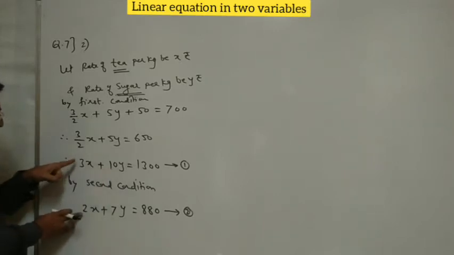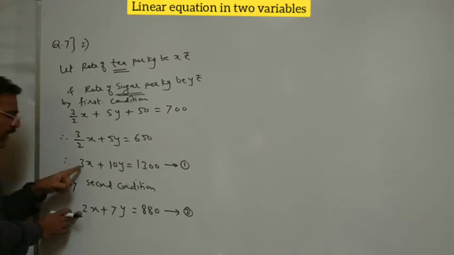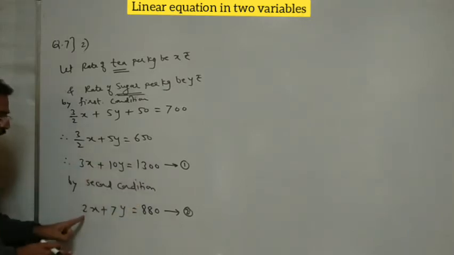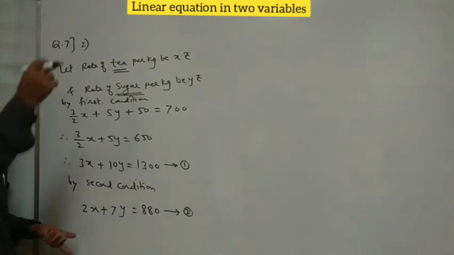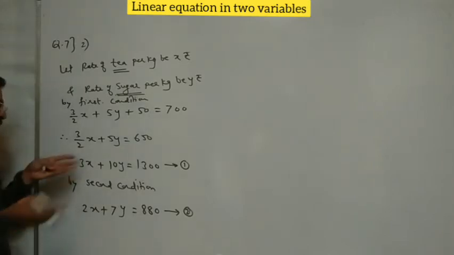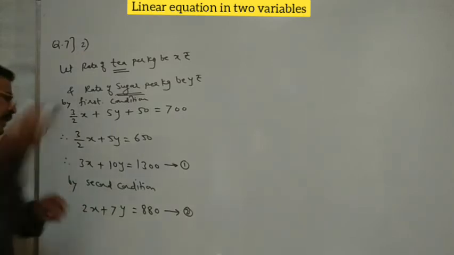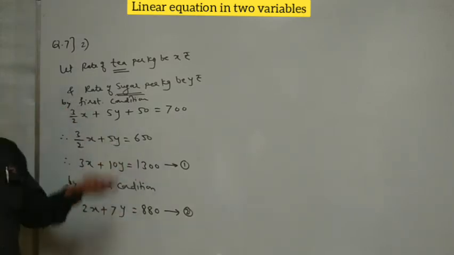See here. Here multiply by 2, and here multiply by 3. If we multiply by 2 here, what will we get? 3 to the 6x here, and here also. And here by 3, then to every term, we'll get 3x. By subtraction, we can eliminate this x term, then we can find y. After getting y, put it in any one of these two equations to get x.